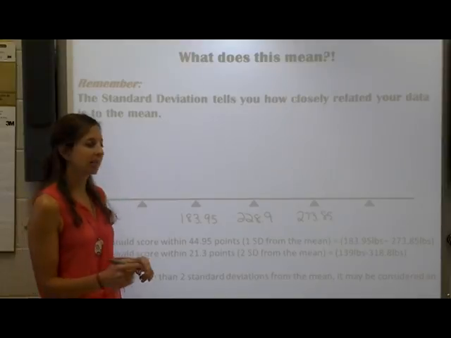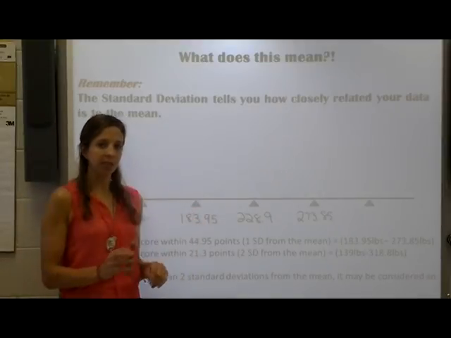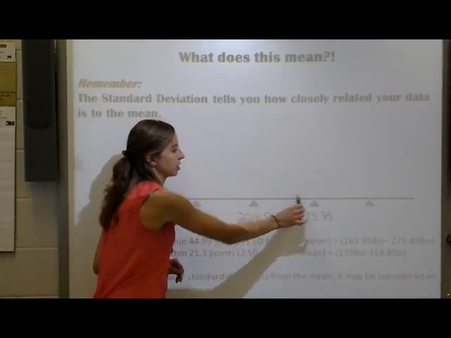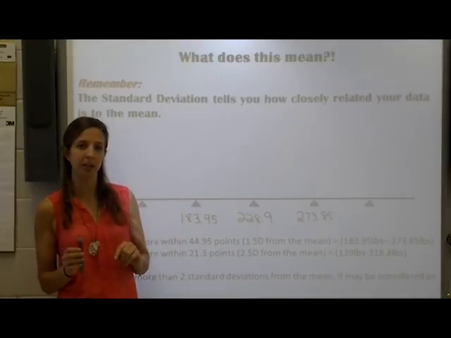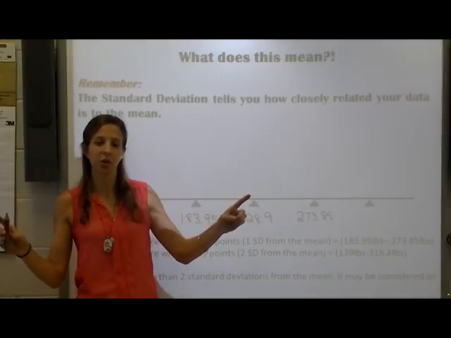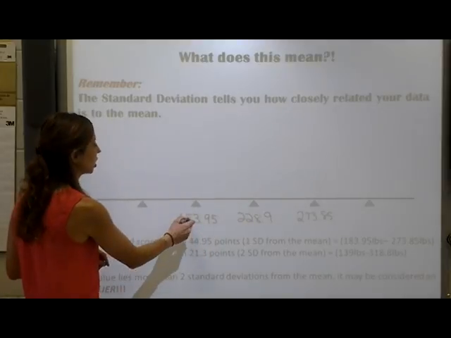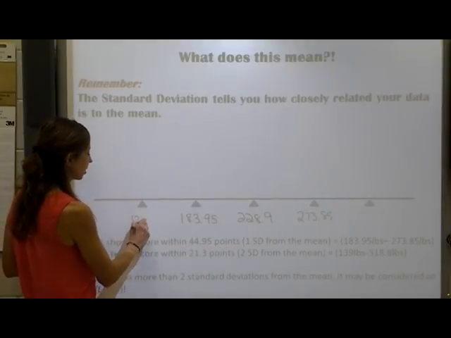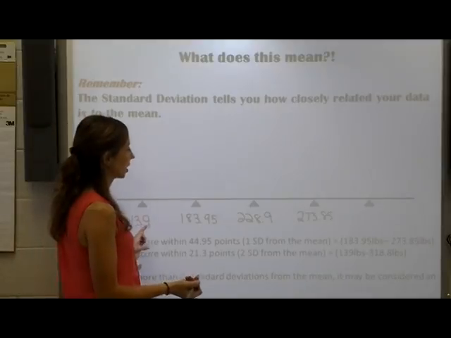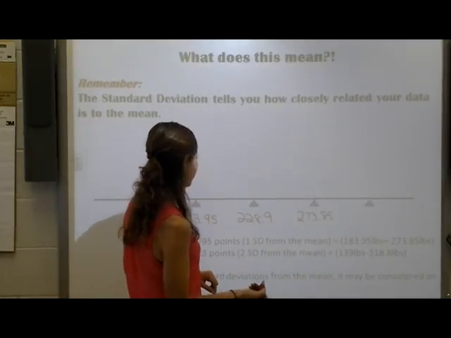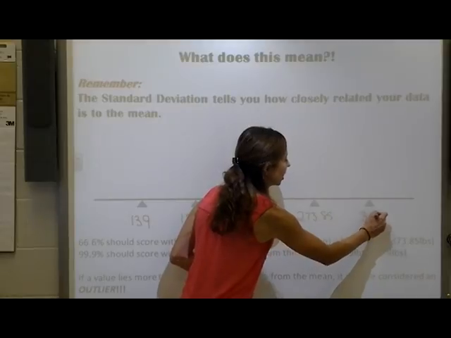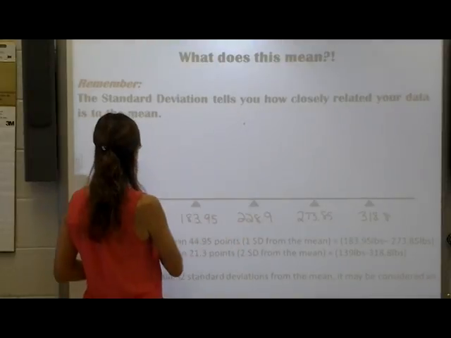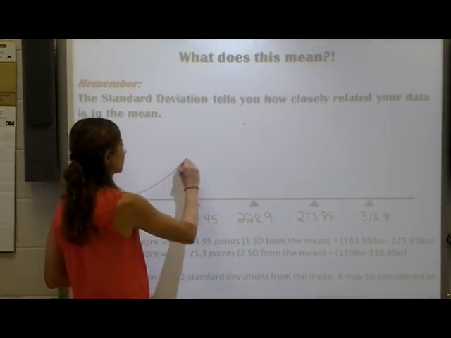What this means is that 66%, over half of our players' weight range should fall within this standard deviation, within one deviation from the mean. If we go another standard deviation away, that would be 2 standard deviations. So again, we're going to subtract another 44.95, and we'll get 139. And we're going to add another 44.95, which will give us 318.8 pounds.